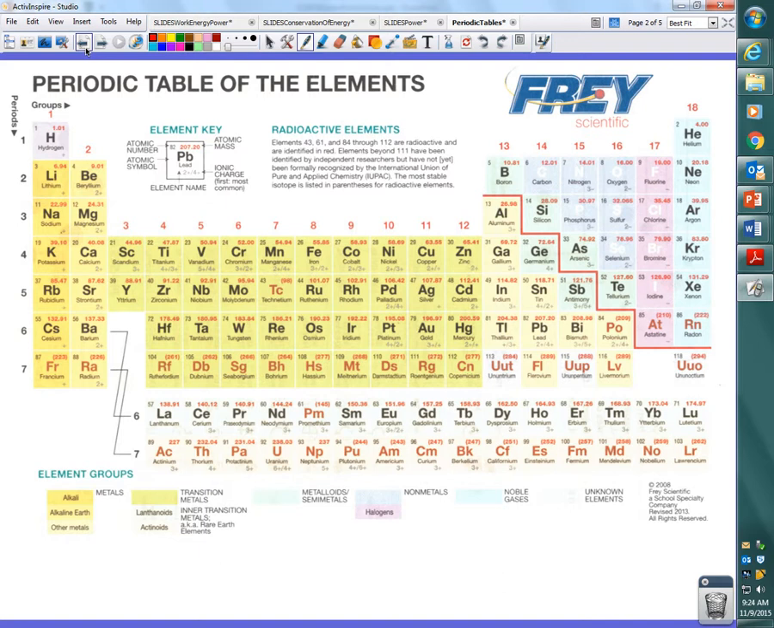Prediction time. What other elements might join together with chlorine? Discuss with the person next to you. What other elements might join together with chlorine?